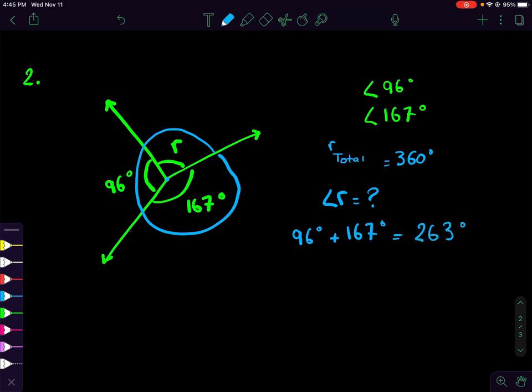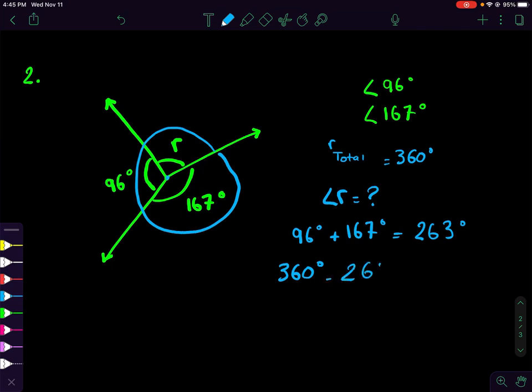263 degrees. And then we know the total is 360. So we say 360 minus 263, which gives us 97 degrees. So angle R is 97 degrees. If you're still not sure about that, you just do a very quick check. You say 96 plus 167 plus 97. Yes, we get 360. So that is correct.